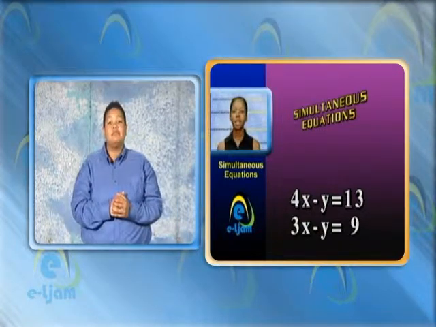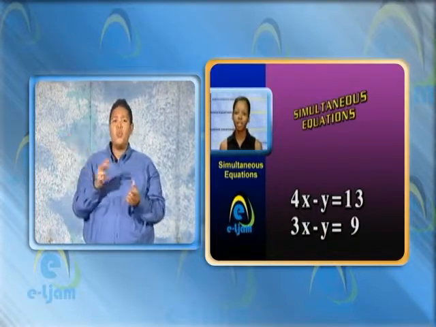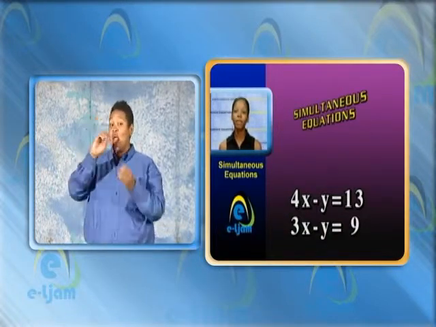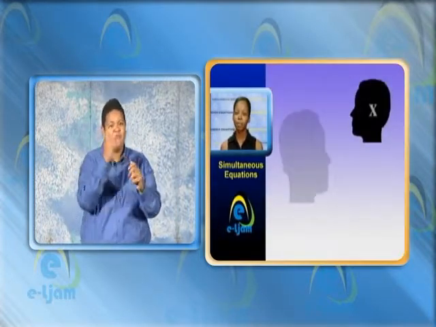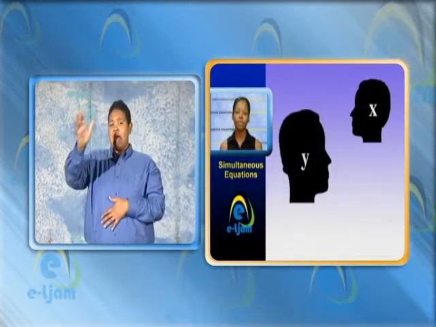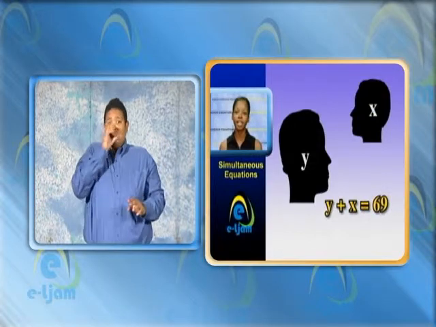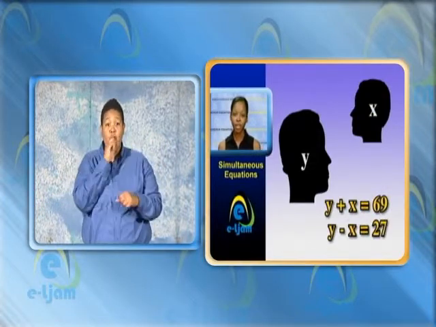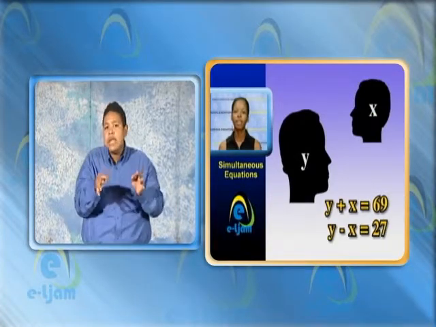In the elimination method, as the name suggests, we eliminate an unknown which has numerically equal coefficients in both equations. For example, Richard is X years old and his father Raymond is Y years old. The sum of their ages is 69 years. The difference between their ages is 27. Determine Richard and Raymond's ages.